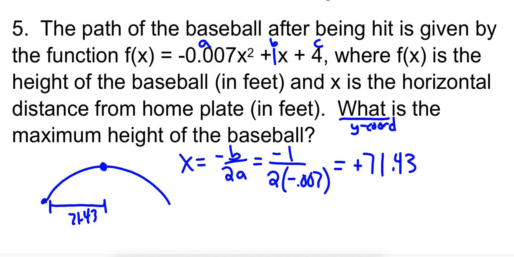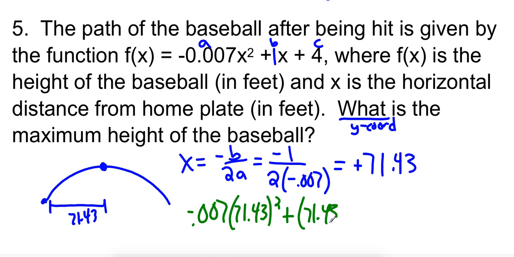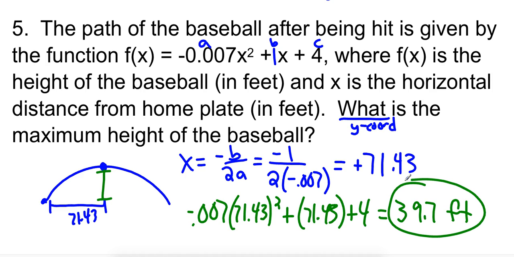So we're going to take negative 0.007 times 71.43 squared plus 71.43 plus 4. And when we do that, I haven't done this yet, 71.43 squared, we get 39.7 feet. And that's how high it is in the y direction. So that is our maximum height that the baseball reaches.